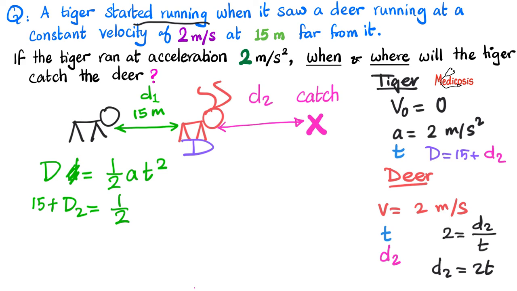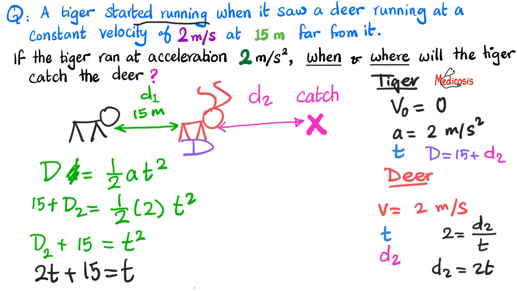Do I know acceleration for the tiger? Yes, it is 2. Do I know t? This is the unknown. To simplify, this is d2 plus 15 equals half times 2, which is just 1, t squared. Do I know anything about this? Yes. You see this d2? Yeah, d2 equals what? 2t. Oh, amazing. I can put this here. So 2t plus 15 equals t squared.